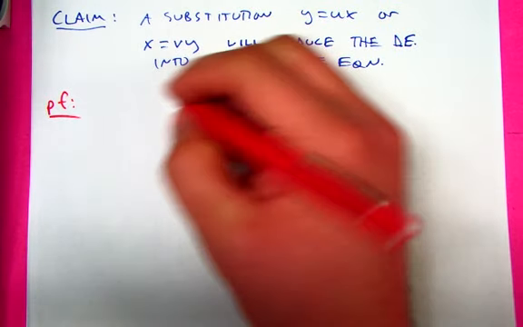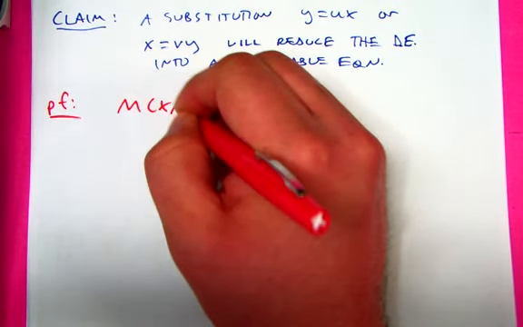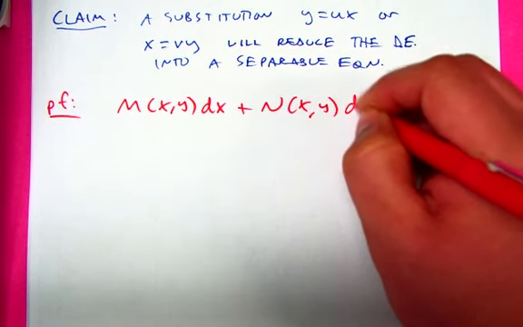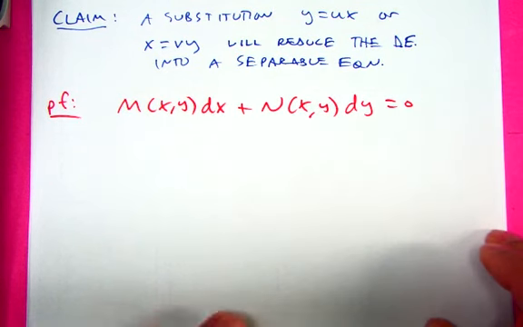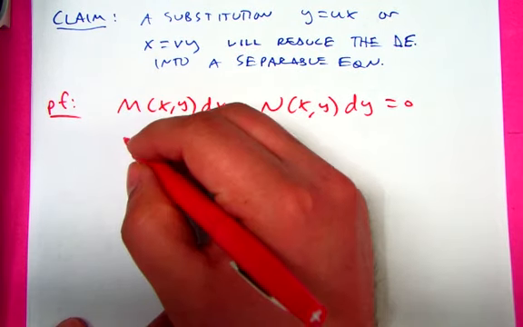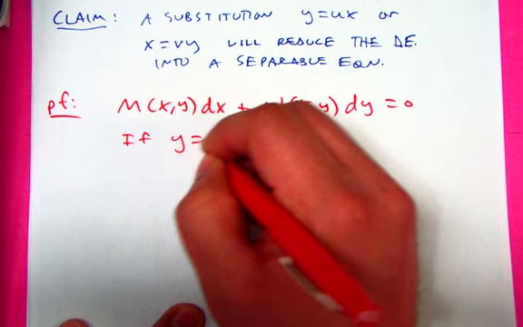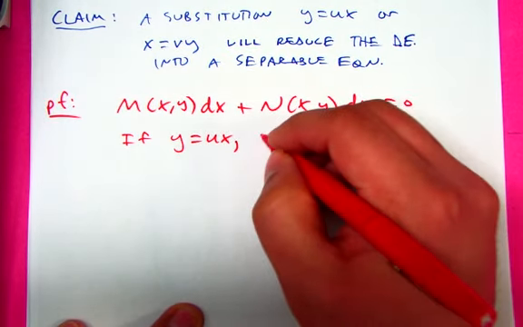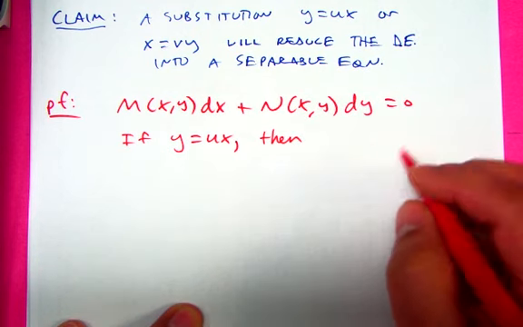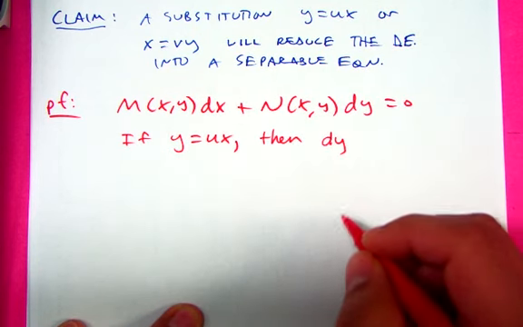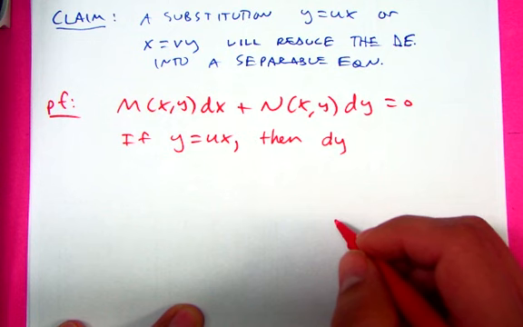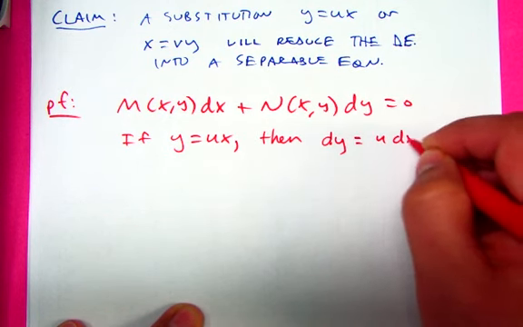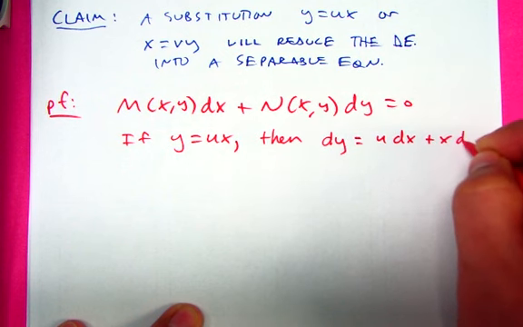Okay. So, let's start with the differential equation at hand. So this is given to us. And let's take y equals ux. So if y equals ux, then dy, using the product rule, would be u dx plus x du.